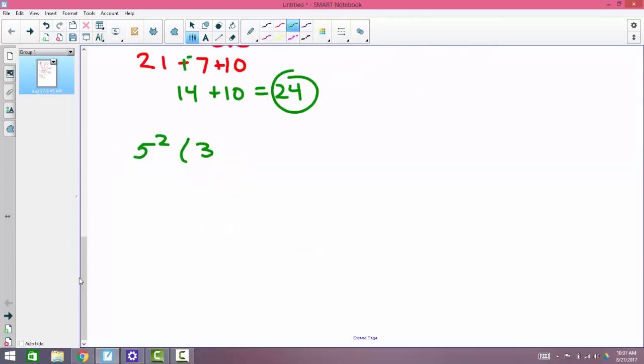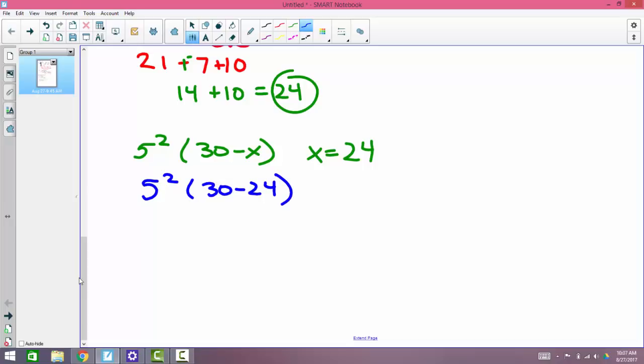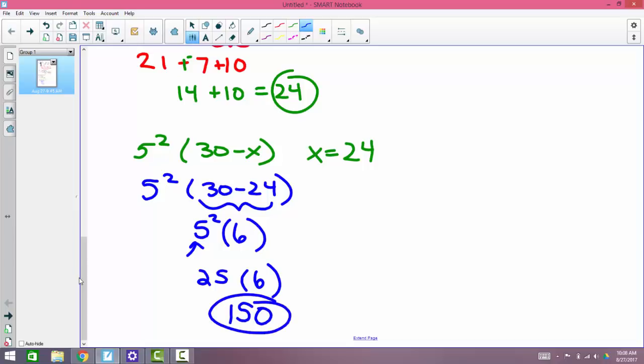5 squared times 30 minus x when x is equal to 24. Go ahead and pause. All right, please excuse my dear Aunt Sally, says parentheses first. So this would be a 6. So you have 5 squared times 6. Please excuse exponents is second. So now you have 25 times 6. And if you have 6 quarters, you have $1.50. So 25 times 6 is 150.